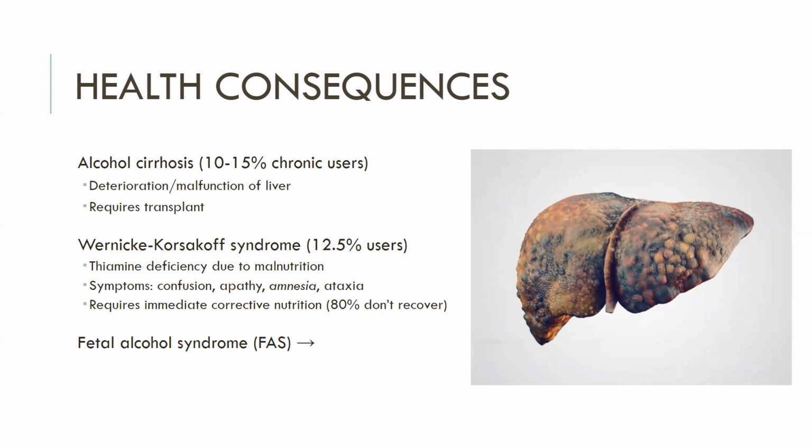Wernicke-Korsakoff syndrome is an interesting complication as well, impacting about 12.5% of users. This one's interesting because it's kind of an indirect complication. It's basically a thiamine deficiency due to malnutrition. So this would impact a consumer who's basically drinking at the expense of good nutrition and is now thiamine deficient. So symptoms include confusion, apathy, amnesia, ataxia, and this requires immediate corrective nutrition to fix. And unfortunately, about 80% of people don't recover, either because they don't know that this is what's going on and don't correct their nutrition, or in some cases, people do know what's going on but still choose to not correct. And so, unfortunately, even though immediate correction could reverse symptoms, without immediate correction, the symptoms will persist. And so, some folks end up having permanent amnesia and memory issues.